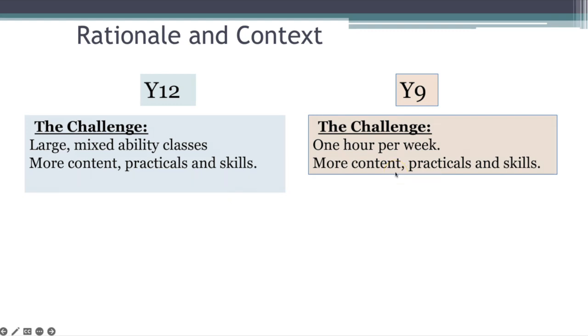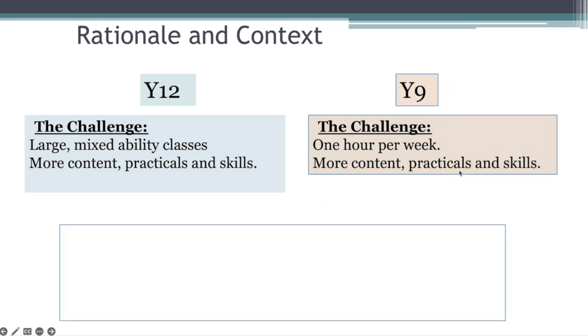Year 9, my challenge was I only saw the class once a week, and that meant there was a lot of GCSE content, because we start GCSE in year 9 at my school, to cram into 1 hour a week. So again, a lot of the lesson was just theory, very little time for practical and skills.